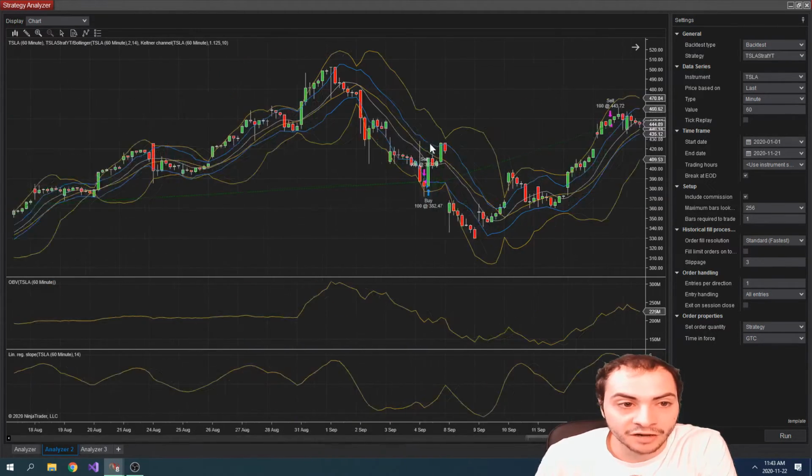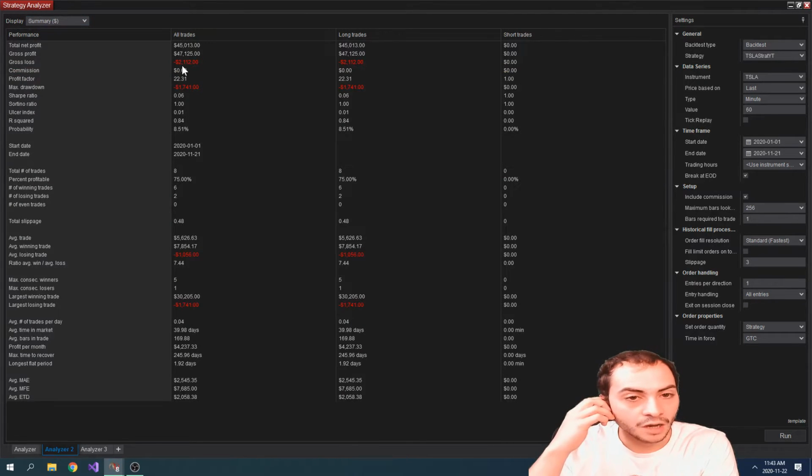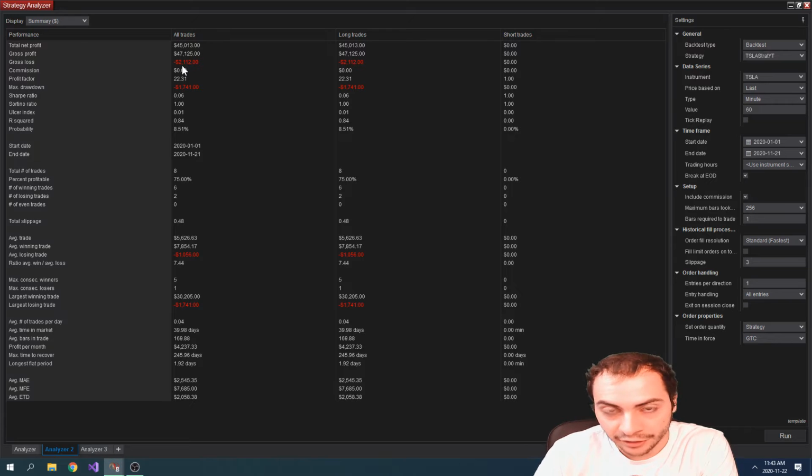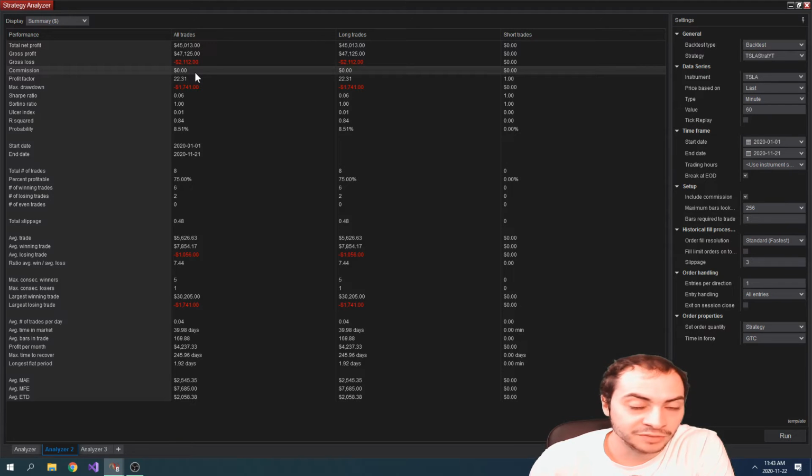Okay, so here's the chart for Tesla. Let's take a look back at the results. Once again, this is assuming you're trading 100 shares. So it would have returned $45,000 in profit, assuming you have 0 commissions as well, which most of you do. And then we have 3 ticks of slippage per trade. Okay. So overall, it only made 8 trades.